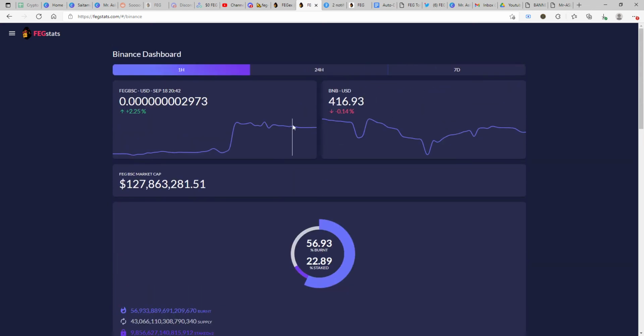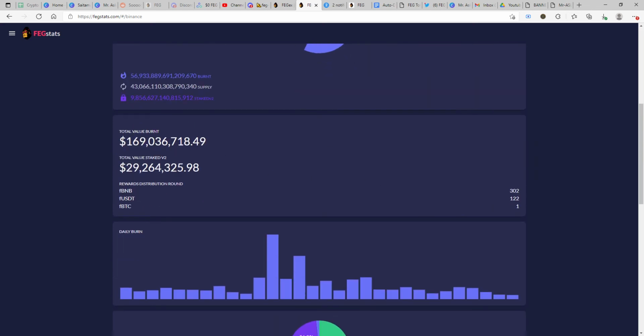So as and when the price variation happens over here, I believe this also gets a bit of a variation as well. So considering that, and then the value staked as well, you have it in dollar value. Now the rewards distributed, this is actually really cool and I love this. I'm going to come out with another video tomorrow, probably informing how you can actually stake your FEG. I did actually do it today.